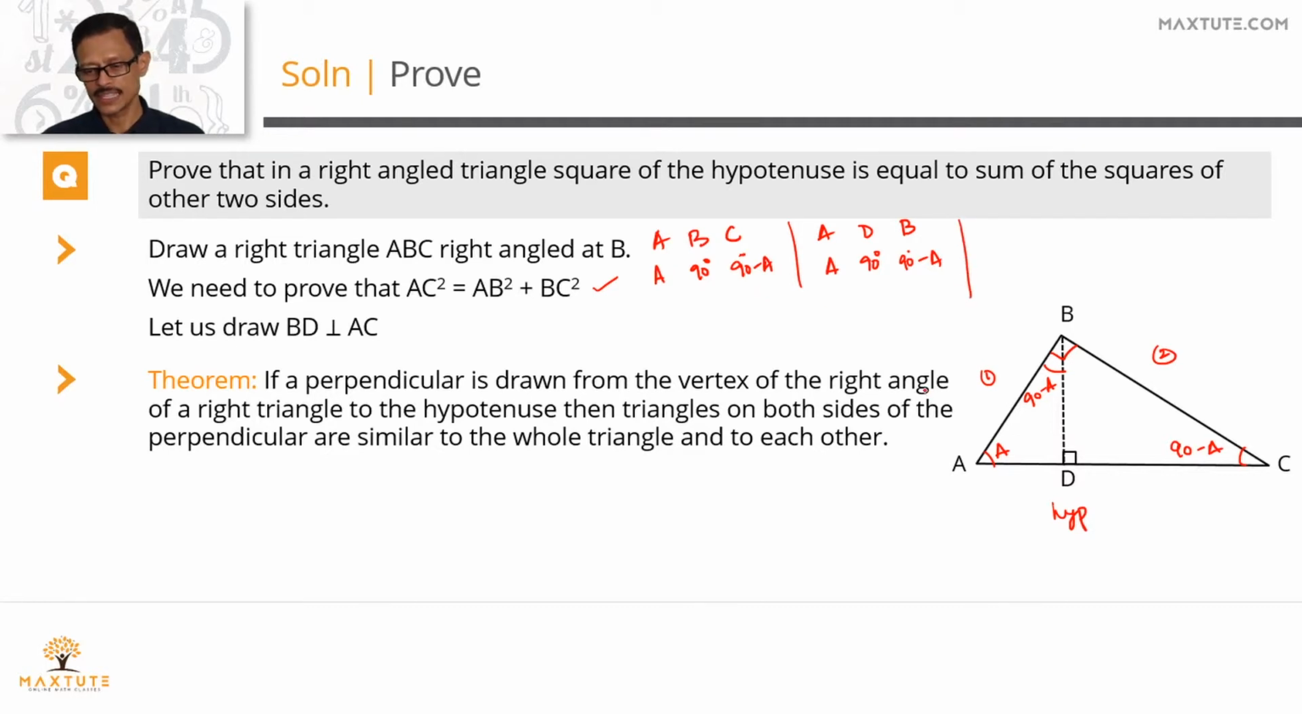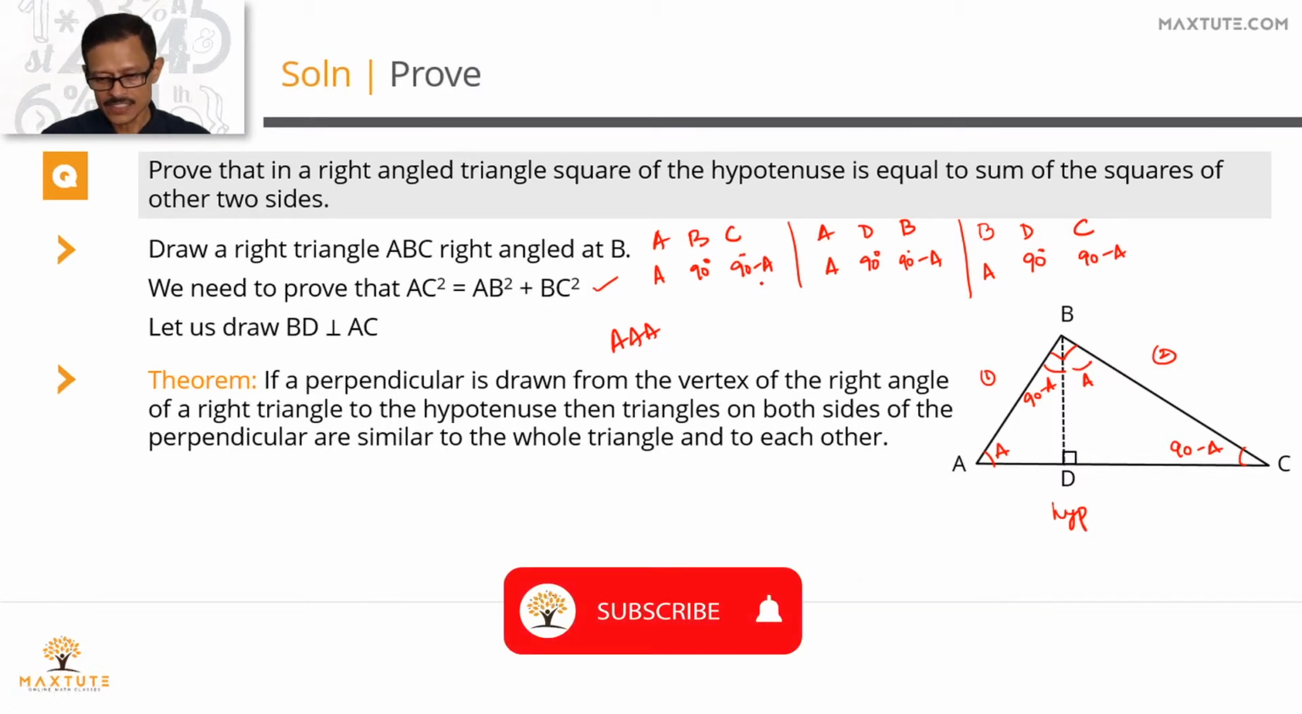Let's move on to the third triangle. The third triangle, I'm going to write it in this order, BDC. Let's write down the angles that we already know. Angle D is equal to 90. Angle C is 90 minus A. Look at this, entire angle B is equal to 90 degrees. Of that, the portion ABD is 90 minus A. So the balance should be equal to A. So that's A, 90, 90 minus A. So all these three triangles, the three angles are equal. So by AAA rule, we can establish that these three triangles are similar triangles.